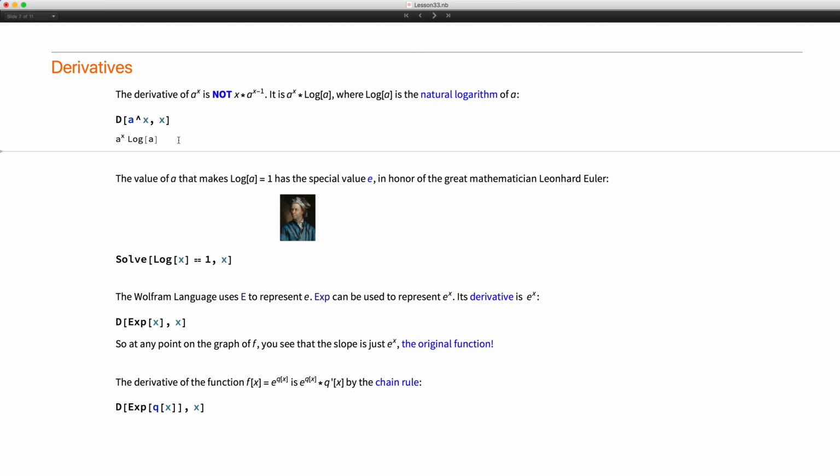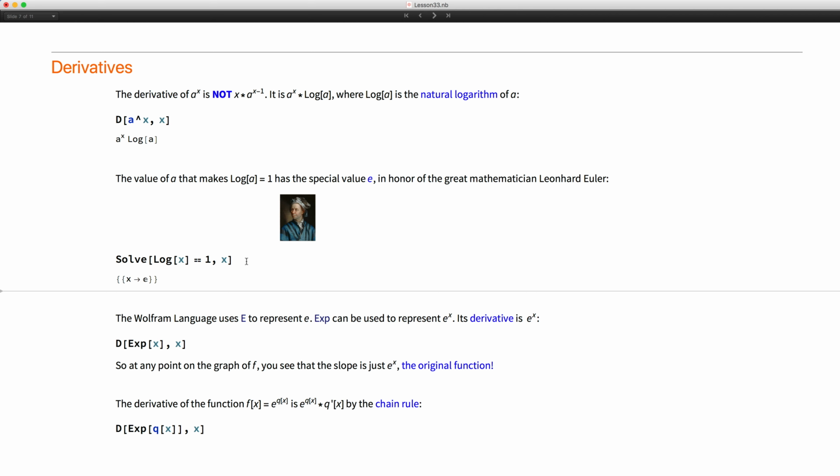Now the question is, in which case does this logarithm term become 1? That happens when the number a has a special value called e, and this e is named in honor of the great Swiss mathematician Leonhard Euler. So if you solve log x equal to 1 with the Solve function, you get back that x is actually e. In the Wolfram language, we use e for the number, and we use e to the x to represent the exponential function whose derivative is e raised to x.